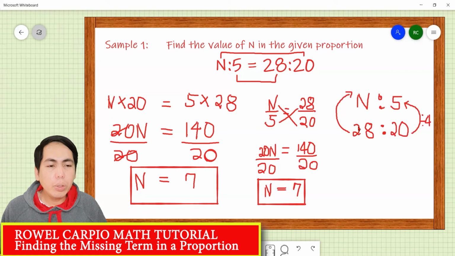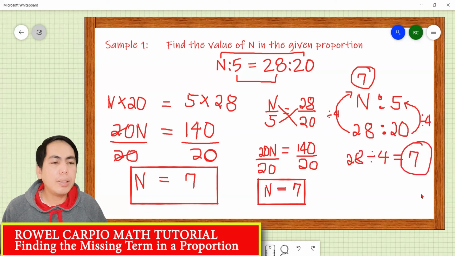We also have to do the same to 28 to find the value of n. So we have to divide this 28 by 4. 28 divided by 4 will give us 7. So that means the value of n is 7.